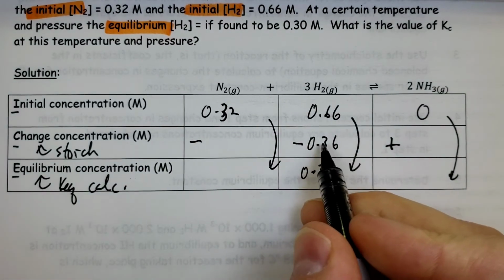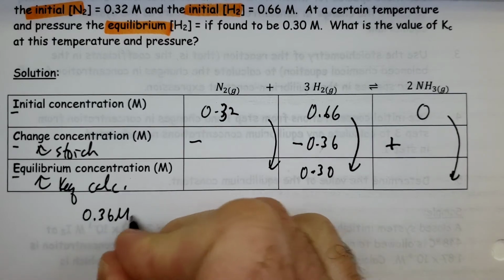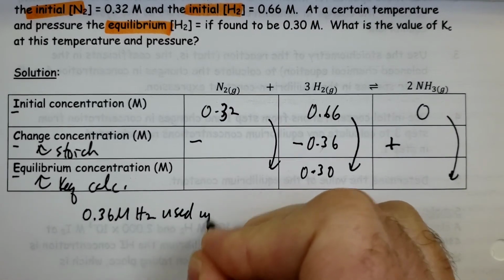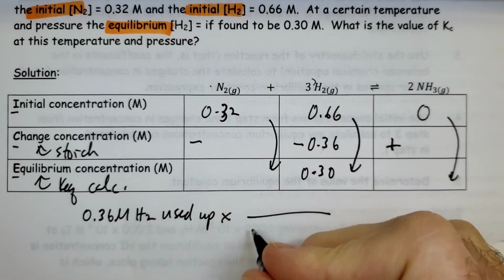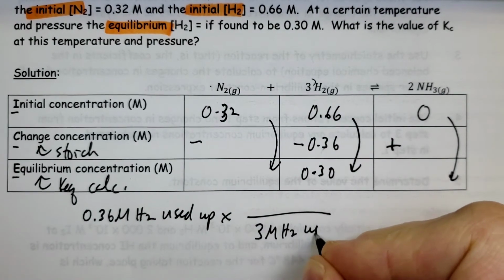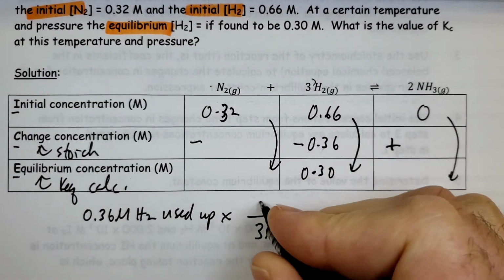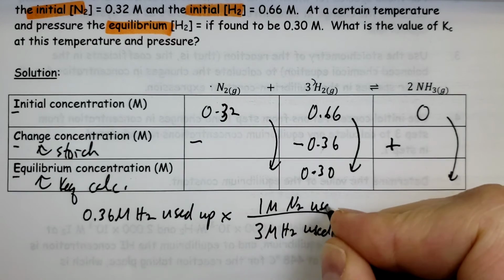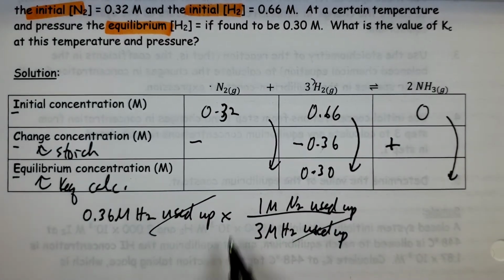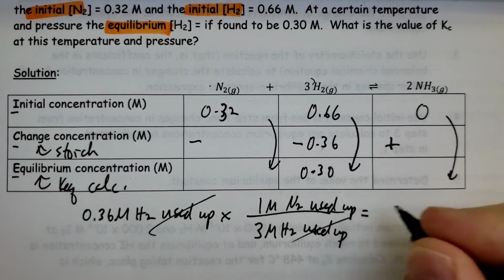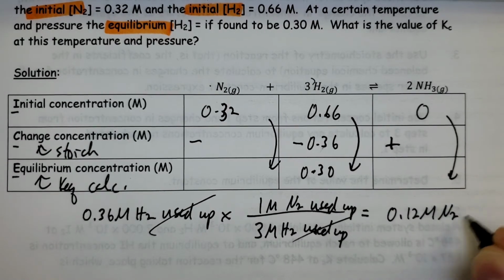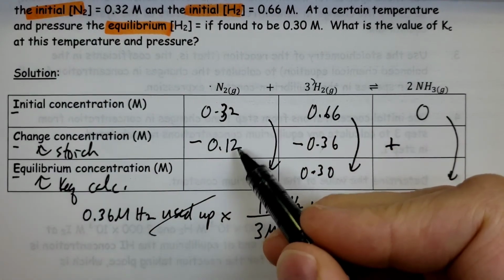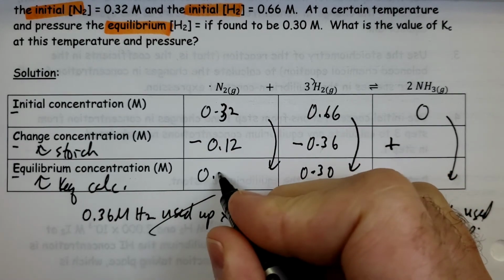So the 0.36, don't worry about the negative, just simply say 0.36 molar H2 used up, so the reactants get used up. And if I want to figure out how much nitrogen got used up as well, 3 to 1. For every 3 molar of H2 used up, I need to use up 1 molar of N2 used up. Of course, we know if we're doing it right, if we can cancel like that, and then that gives us 0.36 times 1 divided by 3, 0.12 molar N2 used up. So if I used up 0.12, 0.32 minus 0.12, that gives us 0.20.